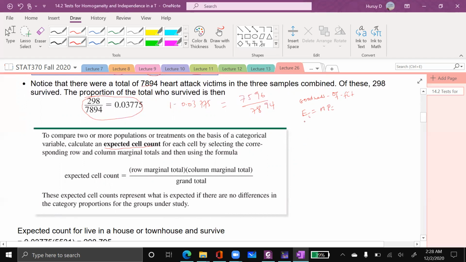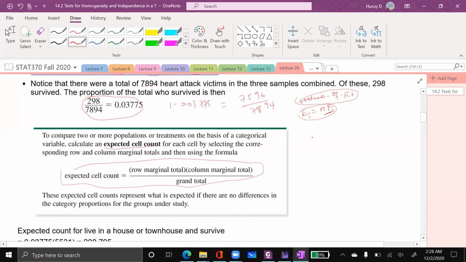Let me put i sub i here. So this is for the i-th category. It is the same, E equals N times the hypothesized proportion of the i-th category. So this is how we would calculate the expected count when we are working on this goodness of fit test. But here, for the test of homogeneity, the expected count is given by this formula.